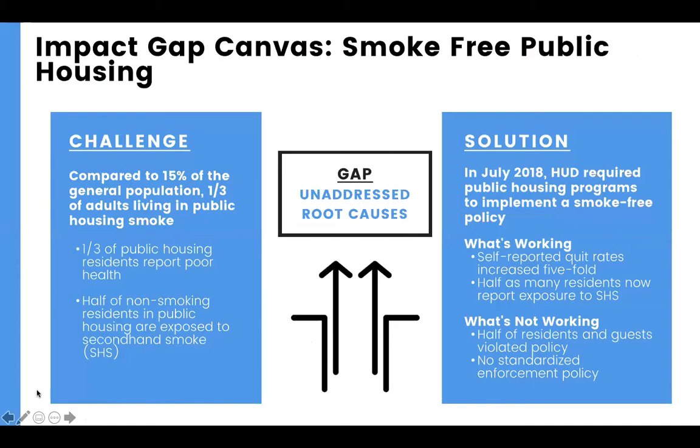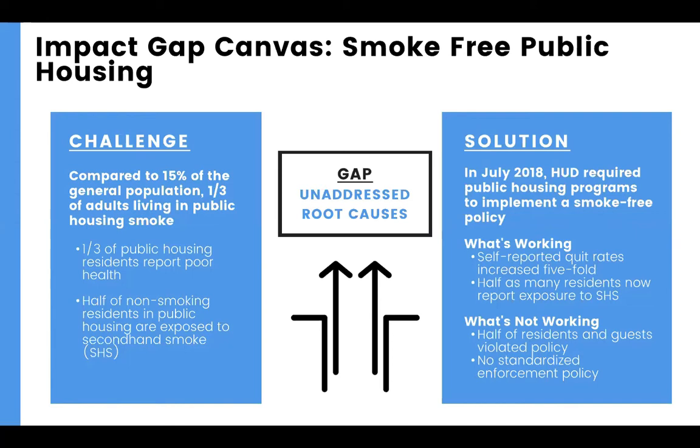We used our updated systems map as well as an impact gaps canvas to evaluate the potential of tobacco control policies to reduce disparities in smoking. One example we considered is smoke-free public housing. In this case, the challenge was that 15% of US adults, but 1/3 of public housing residents smoke.